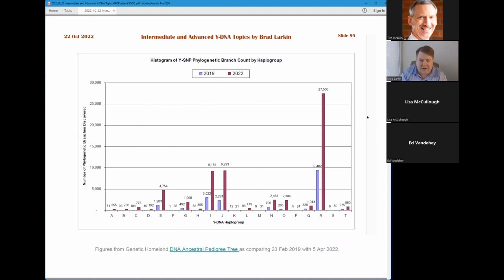This is a histogram of a branch count of the tree just in a couple of years by haplogroup. For instance, here on the right, for haplogroup R, in 2019, there was about 9,400 branches. Today, there's over 27,000. So this shows you there's been growth in a lot of them, some of them more than others. The some being the ones that are most common in Western Europeans and Americans, who have gotten a lot of testing done. So they're in haplogroups I, J, and R primarily, and E a little bit.